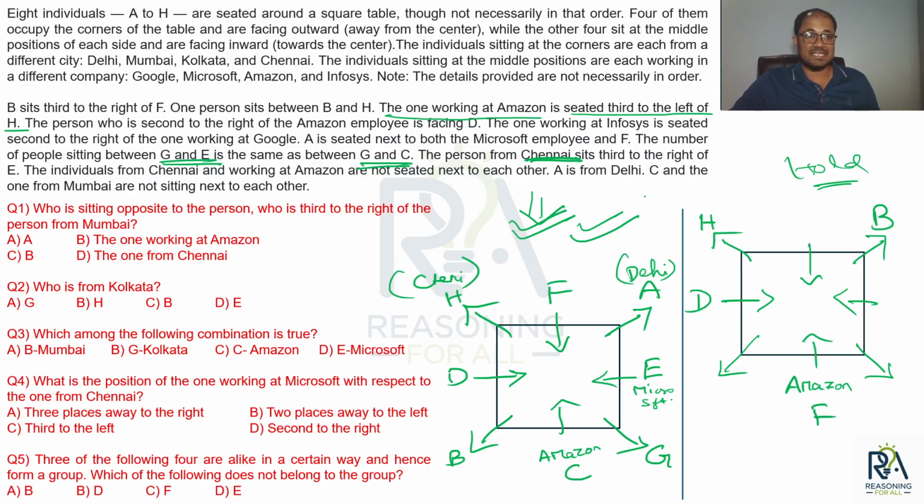Then C and the one from Mumbai are not sitting next to each other. तो C के बगल में मुंबई सिटी का जो बंदा है वो नहीं आएगा, right? Now if you observe, you cannot have Mumbai here also because it is adjacent to C, and you cannot have Mumbai here also because it is adjacent to C. Now if you observe, there is a problem. Where can I fit in Mumbai then? Because someone has to be from Mumbai, right?